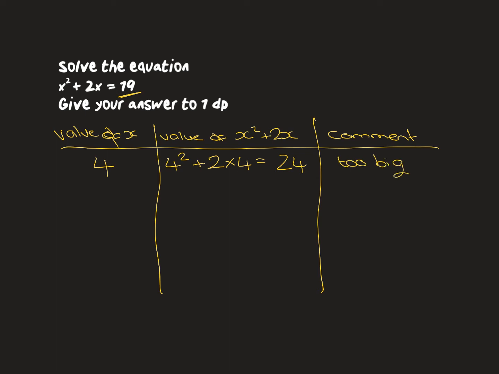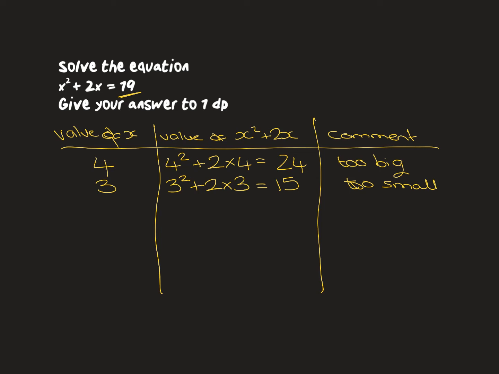Okay, so I'm going to try then 3. If 4 is too big, I need to try 3. And hopefully it will be too small, so then I'll know that it's between 3 and 4. So let's try 3. 3 squared plus 2 times 3. So 3 squared is 9. 2 times 3 is 6. And 9 plus 6 is 15. And this is too small.